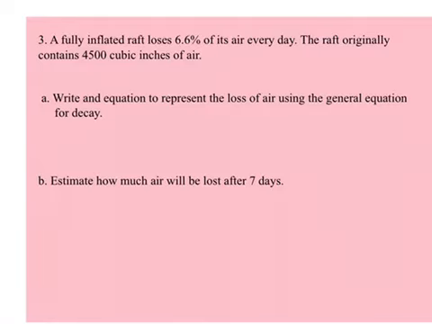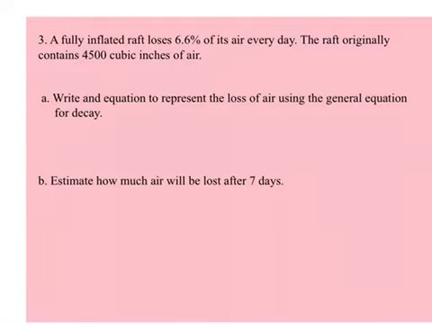So when I am looking at this, I know that I want to be in y equals c times 1 minus r to the t power. So our r, I always look at that first, my rate. I need this to be a decimal that is not a percent. So we need to divide it by 100 or move the decimal twice to the left. So if I do that, I'm going to get 0.066, and that's going to be my r value.